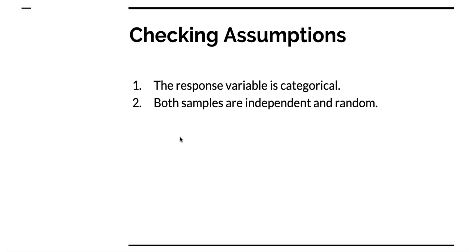Both samples are independent and random. They gave us the word random. They did say the sample was random, and I'll assume that students sampled in 1997 are independent of students sampled in 2004, because they're not the same group of people, right? They're not the same subjects, because the kids who were in college in 1997 probably graduated, I think.